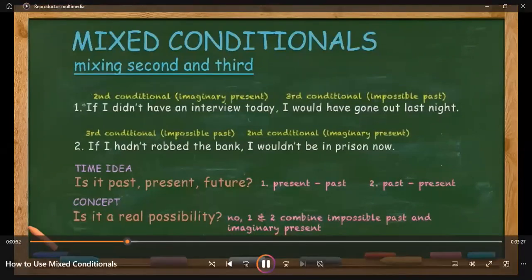Sentence 1 begins with a second conditional, imaginary present. If I didn't have an interview today. And it finishes with, I would have gone out last night. Third conditional, impossible past. Sentence 2 begins with the third conditional, impossible past, if I hadn't robbed the bank. And it ends with the second conditional, imaginary present. I wouldn't be in prison now. So, for example, with this case, I can say an example.